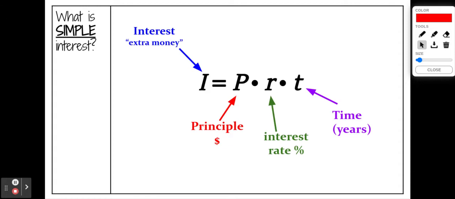We're going to be using this formula for the following examples. So be sure that you have it written down in your notes. If you need to pause the video, go ahead and do that now.